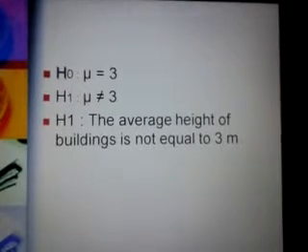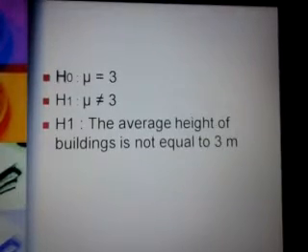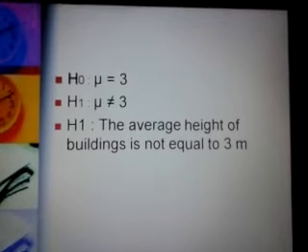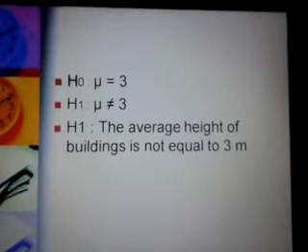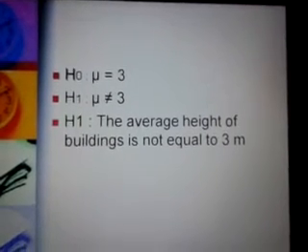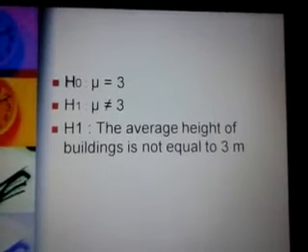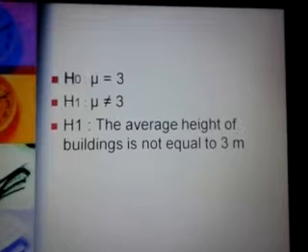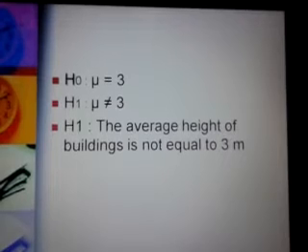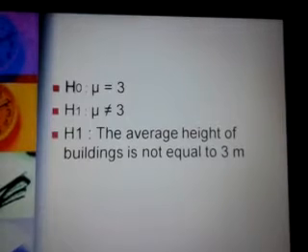We have written the hypotheses in sentence form as well. The alternative hypothesis: the average height of buildings is not equal to 3 meter, and the null hypothesis: the average height of buildings is equal to 3 meter. So this is how we write the null hypothesis and alternative hypothesis, and then we go ahead for comparison of these hypotheses on the basis of the data or sample that we have collected, and then we find whether our null hypothesis is supported or not supported.